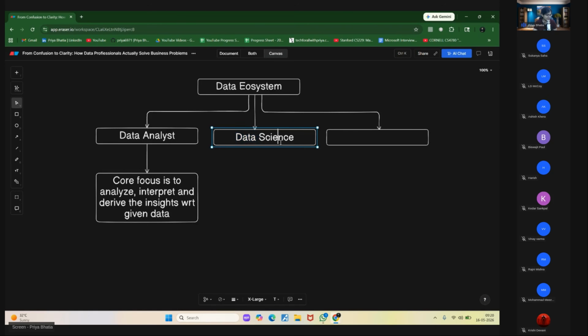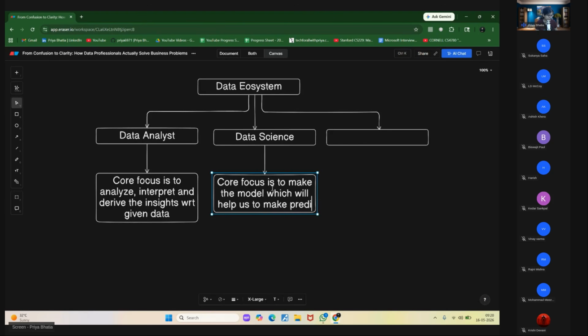So when we talk about data science, the core focus is: can we make a model, can we make a system which will help me predict the future outcomes, the future specific results? So over here, the core focus is to make a model which will help us make predictions for the future data.